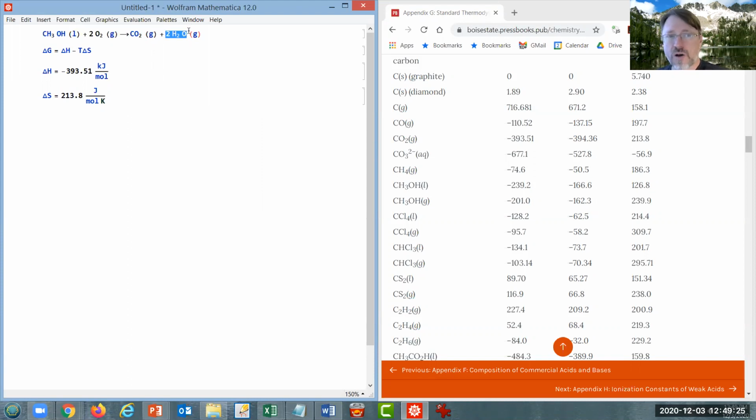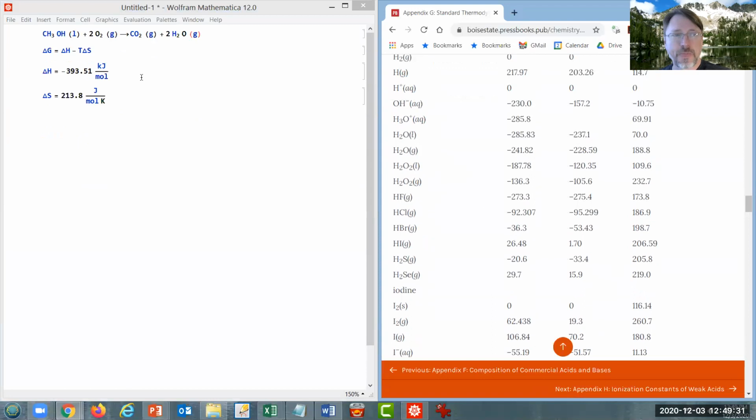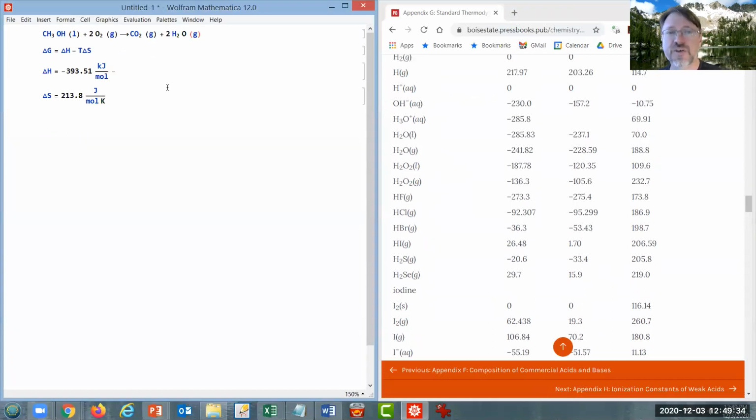We now need to do the water. So we go down to the hydrogen in here. So H2O gas. So this is going to be minus 241.82 kilojoules per mole, but we have 2 moles of it, and so we need to put a 2 in front. Same thing here. Our absolute entropy for water gas is 188.8 joules per mole Kelvin. Okay. So we've now done our products. We now move over to our reactants.